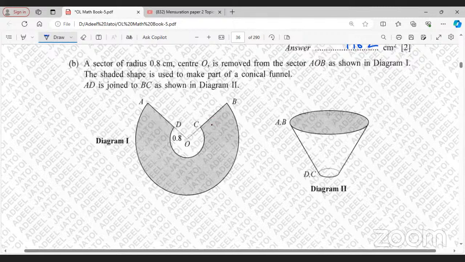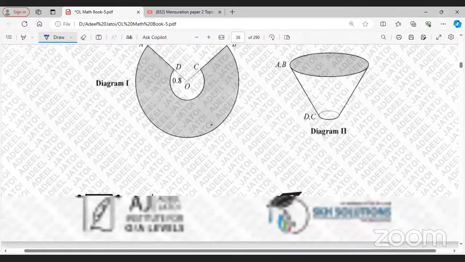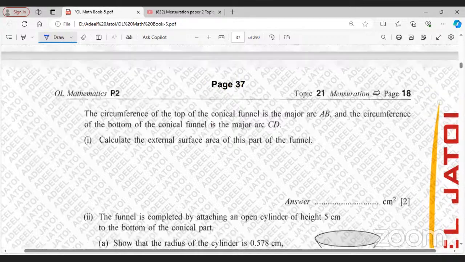Fine. AD is joined to BC, as shown in the diagram in part 2. So what do we need to have? The circumference of the top of the conical funnel is the major arc of AB. The circumference of the bottom of the conical funnel is the major arc of CD. Calculate the external surface area of this part of the funnel.